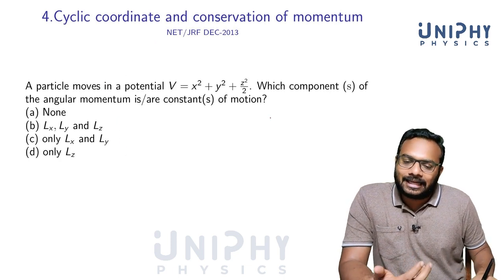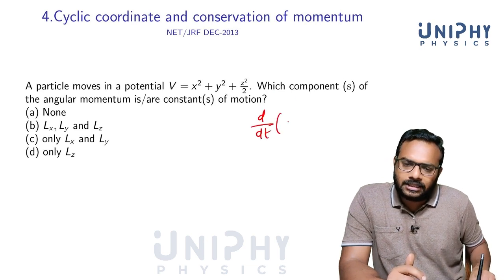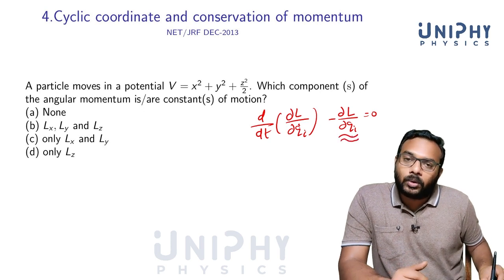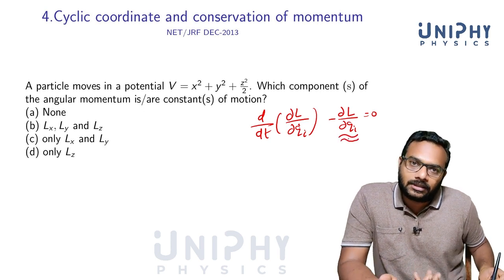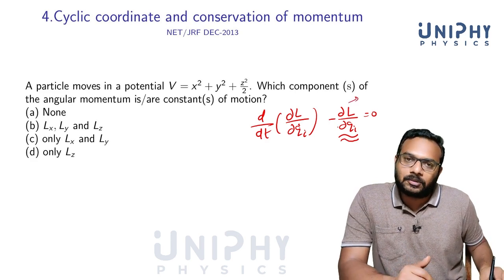So earlier I had explained to you that this equation means d by dt of dou L by dou qi dot minus dou L by dou qi is equal to 0. This means that if some of the coordinates, suppose the jth coordinate, does not appear in the Lagrangian, then this term corresponding to it becomes 0.